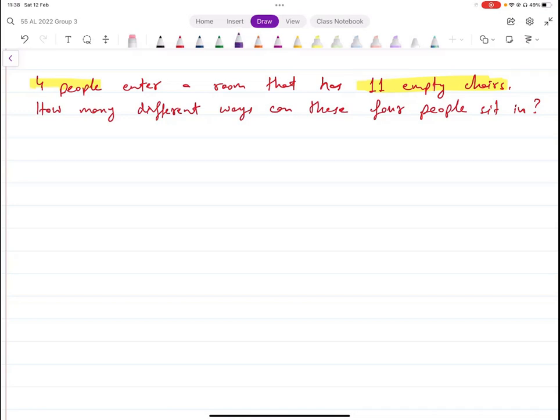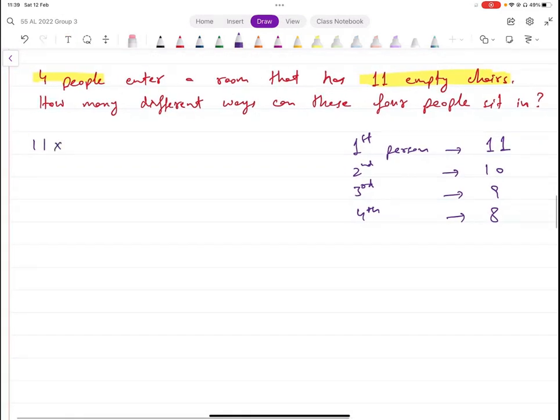So now we think the other way around. We've got 4 people. So we say, okay, the first person enters a room. How many options does that person have? He or she has 11 options. Okay. What about the second person? 10 options. Third, 9 options left. Fourth, you've got 8 options left. So in this case as well, you have 11 into 10 into 9 into 8. And that's the same thing as saying 11P4. So you get the same thing both ways.